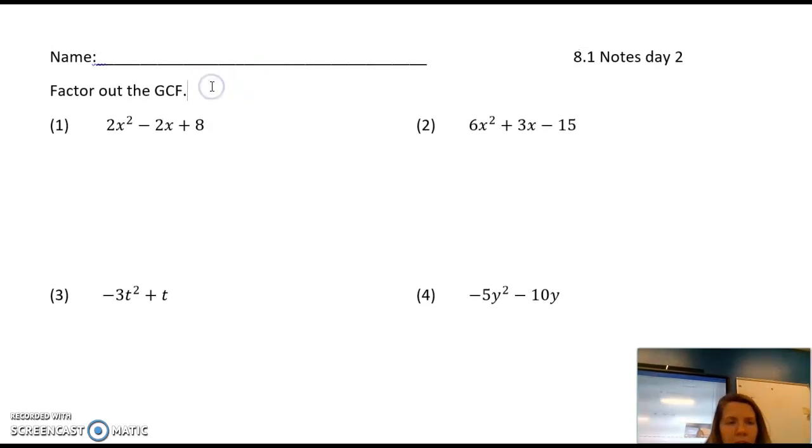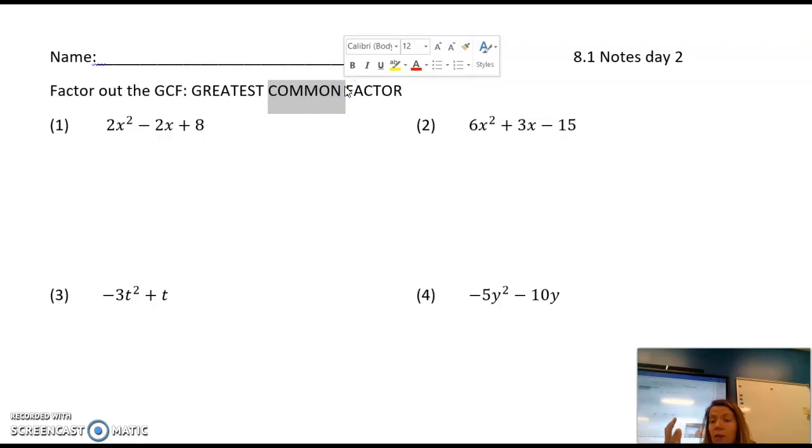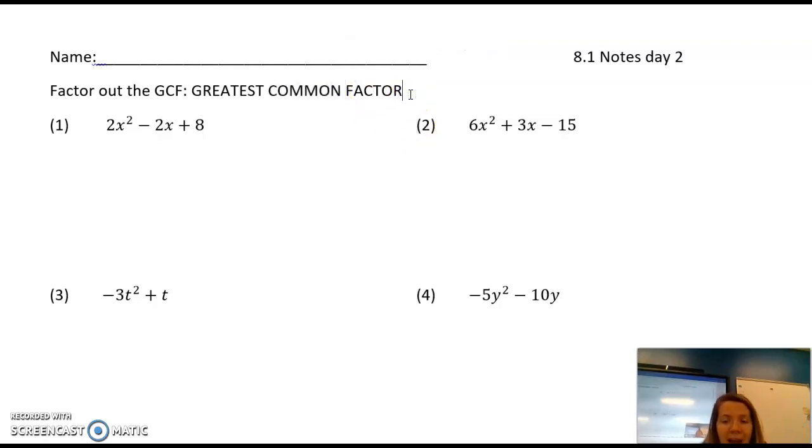All right, so yesterday we learned a bunch about the greatest common factor, aka the GCF. So greatest common factor. Now when you break that down, greatest means biggest, common means that something that two or more things share, and then a factor, so a number that could be divided into other numbers.